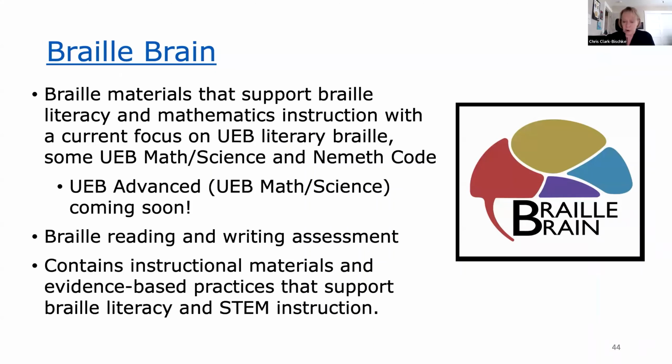And then there's Braille Brain. Hopefully all of you have heard of Braille Brain. If you haven't, let us introduce you to it. So the project is sponsored by the U.S. Department of Education Rehabilitation Services Administration. The funding was awarded to California State University, Los Angeles campus in collaboration with the American Printing House for the Blind. It is a free self-paced tutorial that you can access via the link that is provided on the handouts.